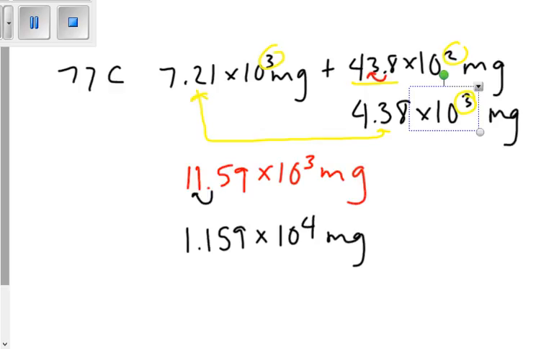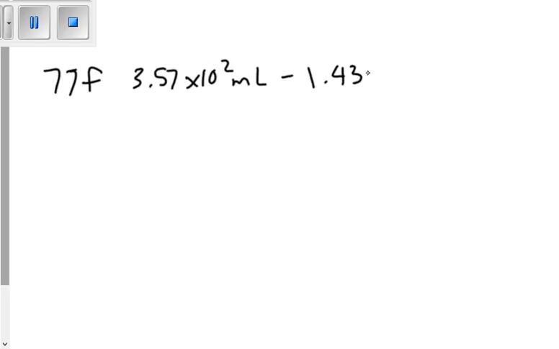I think that was it for number 77, or did we do subtractions? I think maybe we did subtractions, F, G, and H. So I'll go ahead and continue with those. All right, so 77F, we got the same idea. We need to get the exponents the same. So we start with 3.57 times 10 to the 2nd milliliters minus 1.43 times 10 to the 2nd milliliters.